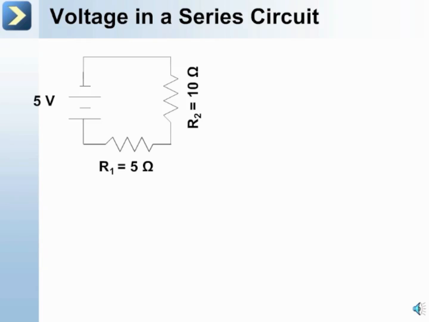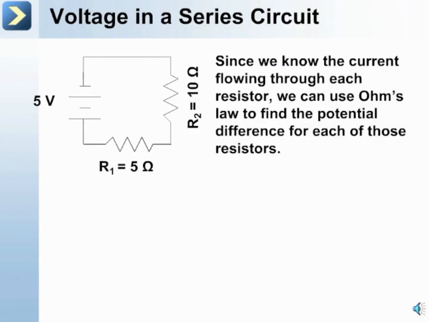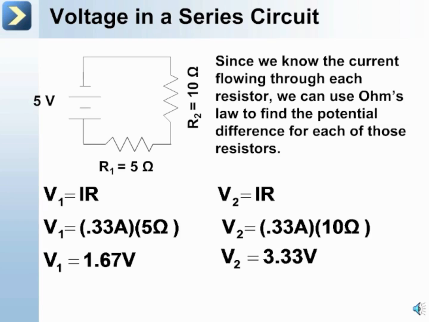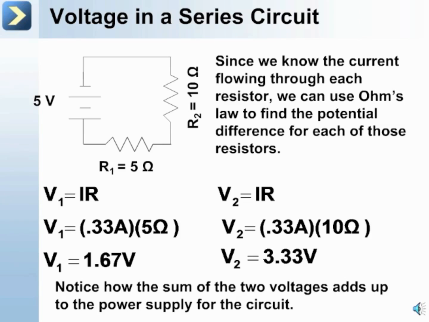Voltage in a series circuit. So going back to the original circuit, since we know the current flowing through each resistor, we can use Ohm's law to find the potential difference or voltage for each of those resistors. So we have V1 equals IR, and we can do our plug-and-chugging. We know the I is 0.33 amps times 5 ohms, so we have 1.67 volts voltage drop through R1. And then we set up V2 equals IR and plug and chug and find that there's a 3.33 volt drop through R2. Notice how the sum of the two voltages adds up to the power supply for the circuit.